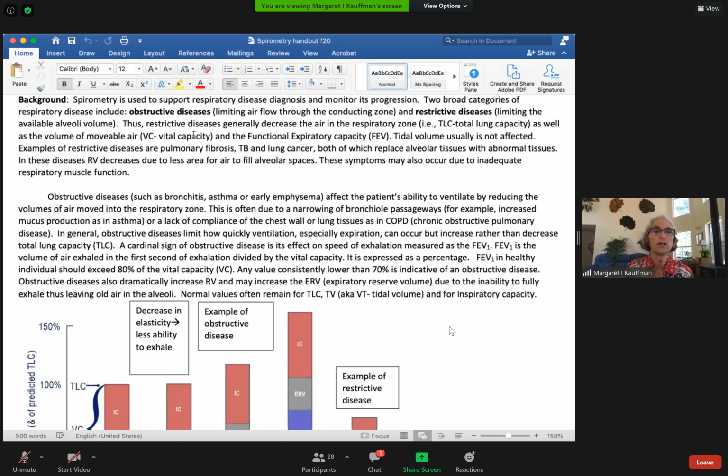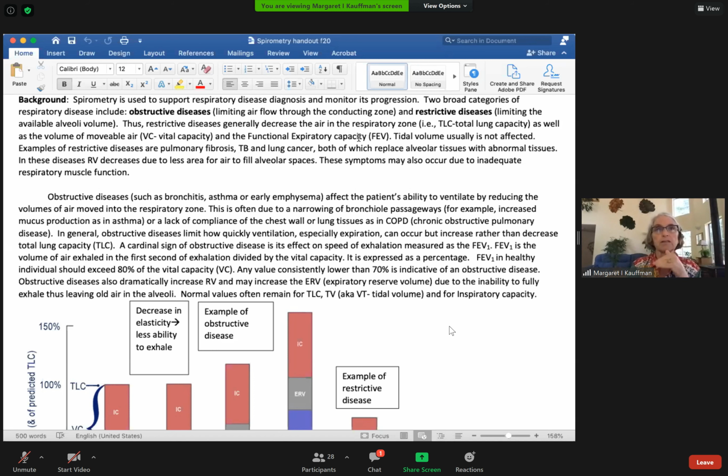Okay, what it talks about here is restrictive diseases generally decrease the air in the respiratory zone, that is the total lung capacity, as well as the total volume you can move into the lungs, the vital capacity. There's less lung tissue.